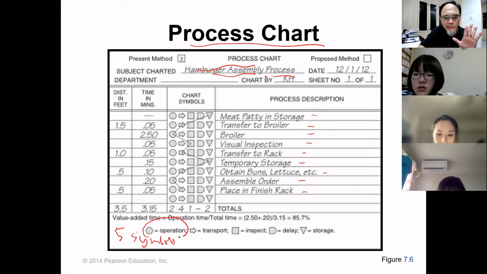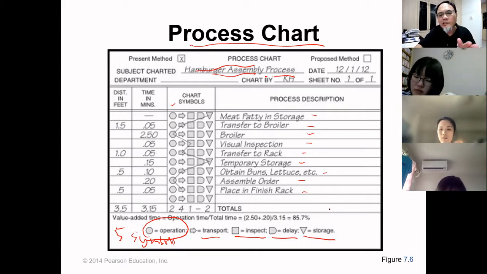O is operation. So that's why you have here O. Arrow is transport or move. Square is inspect, D is delay, and then storage. Storage is keep. So what happened is this.